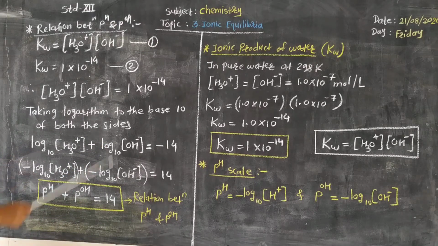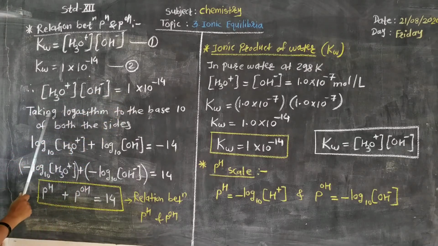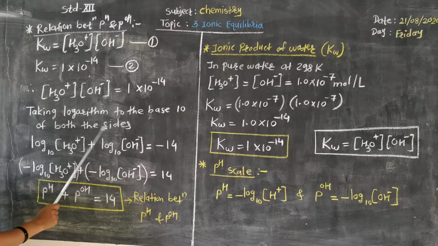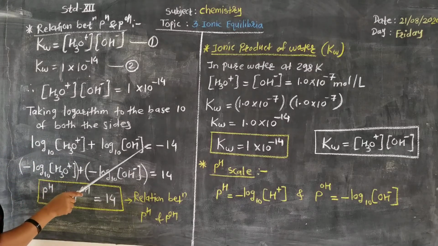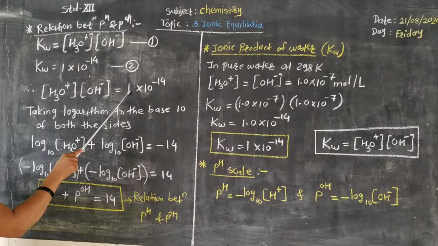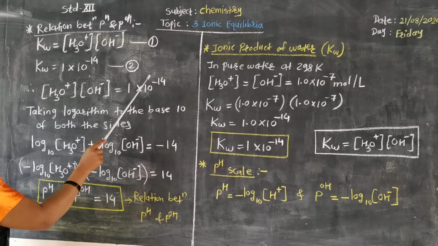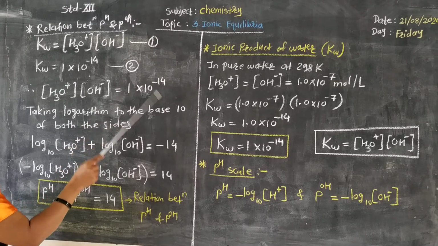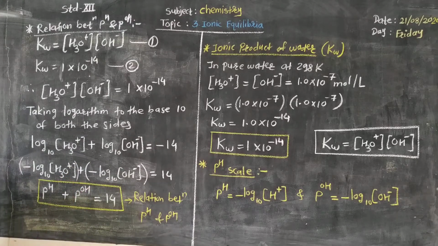Now taking logarithm of both sides to the base 10, we get logarithm to the base 10 of H3O plus ion concentration, due to multiplication here it is plus, logarithm to the base 10 of OH minus ion concentration is equal to log of 10 raised to minus 14, since log 1 is always 0. So log of 10 raised to minus 14 means minus 14 into log 10. Log 10 is always equal to 1, and hence it remains only minus 14.